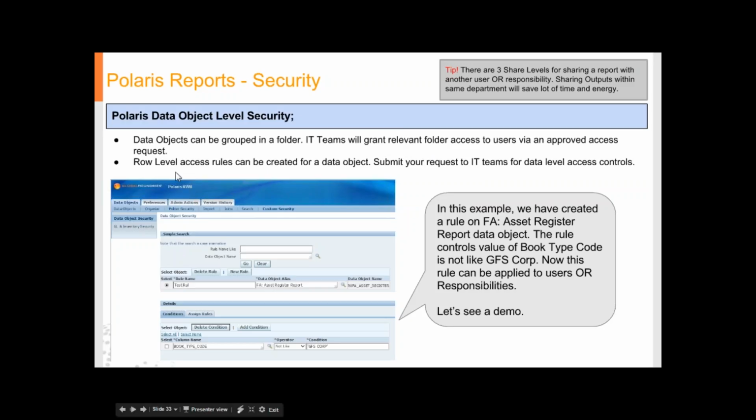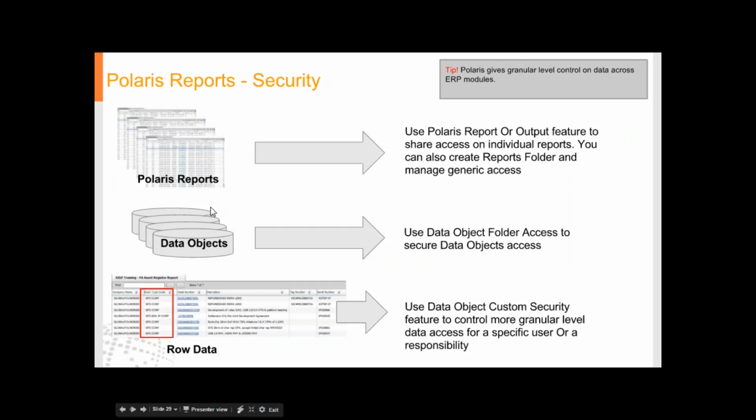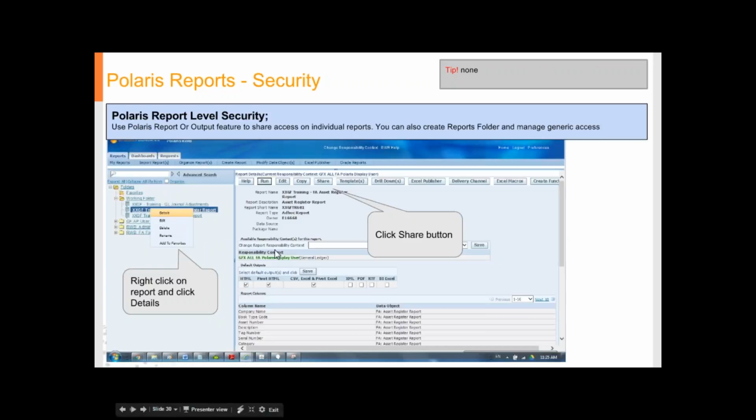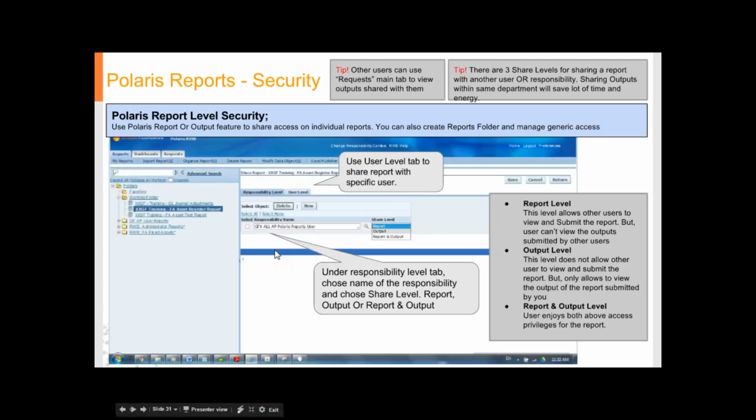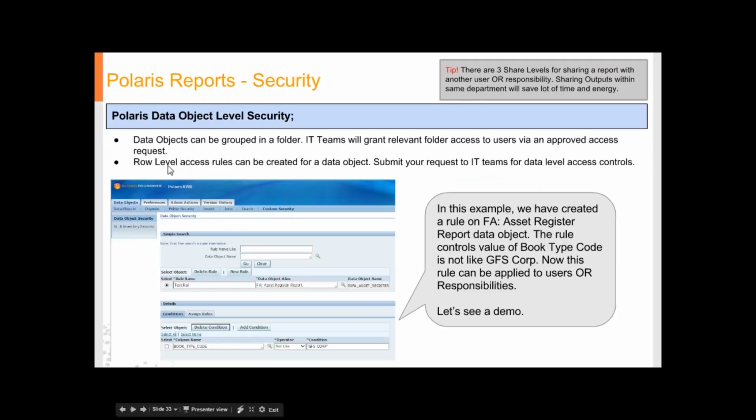Okay. Now, there is another concept that I wanted to touch base on, which is row level. We talked about data objects, we talked about reports. Now we also want to talk about the row data. So how do I control this? Remember, I showed you that for certain reports, certain asset numbers, I was not able to see the data. Let me show you why. It's because of the row level data security configured in the system.